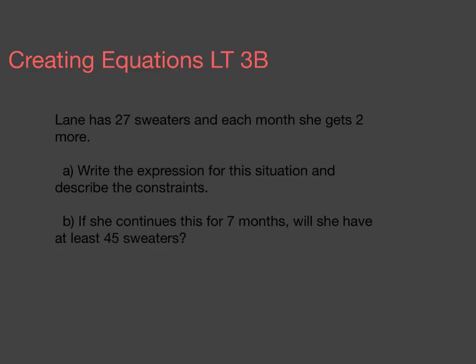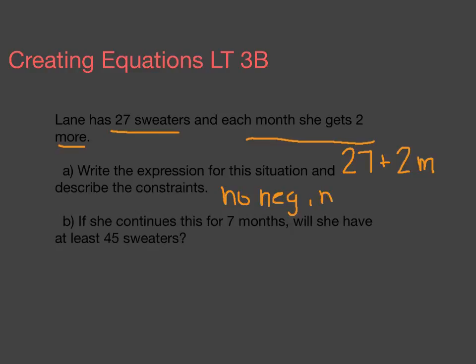So again, I think about how many does she currently have? She has 27. So I'm going to write 27, and then each month she gets, so she's receiving 2 more. So plus 2 each month. So I'm going to put an M. Now my constraints, I ask myself, what cannot happen with sweaters? I cannot have negatives. I also cannot have decimals.